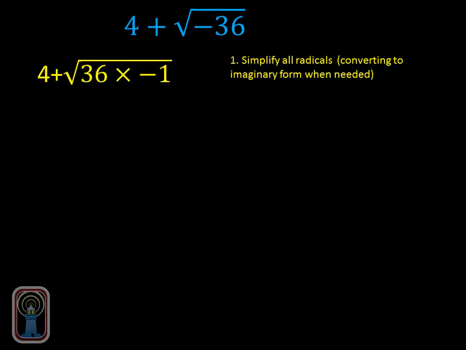The square root of negative 36 can be broken up into the square root of 36 times negative 1. Now, the square root of 36 is 6, and the square root of negative 1, we know, is an imaginary number, and we can write that as i. So next we have to write it in complex number form, which is 4 plus 6i. This is your final answer.